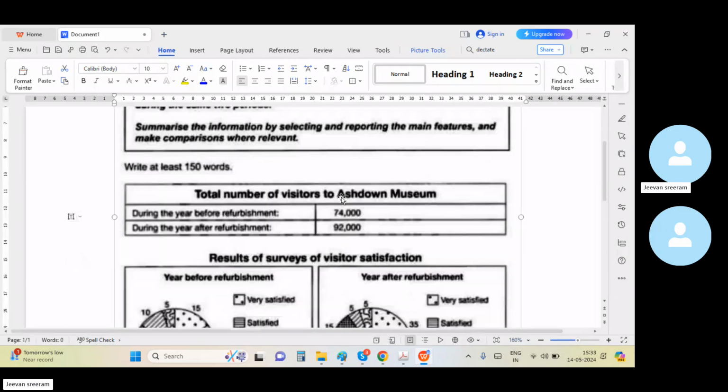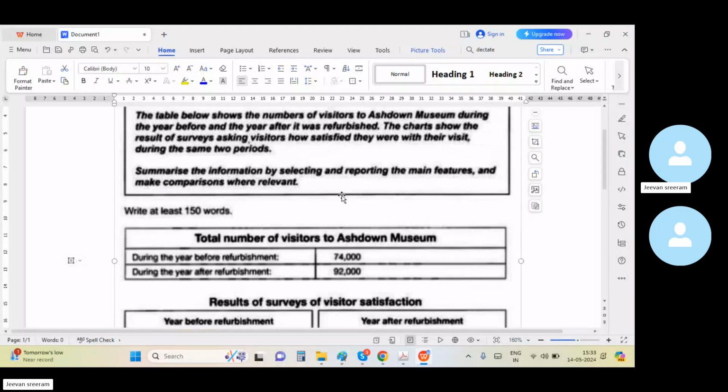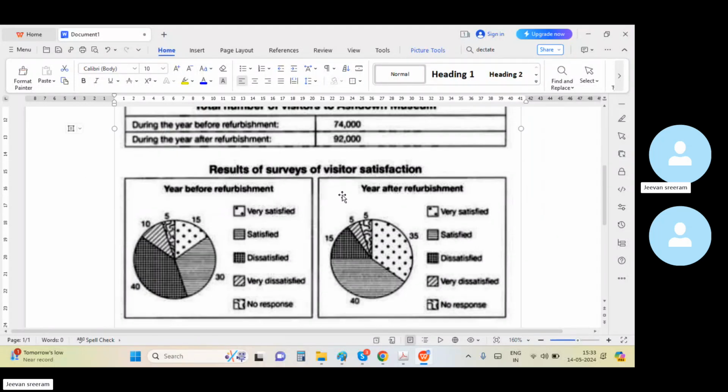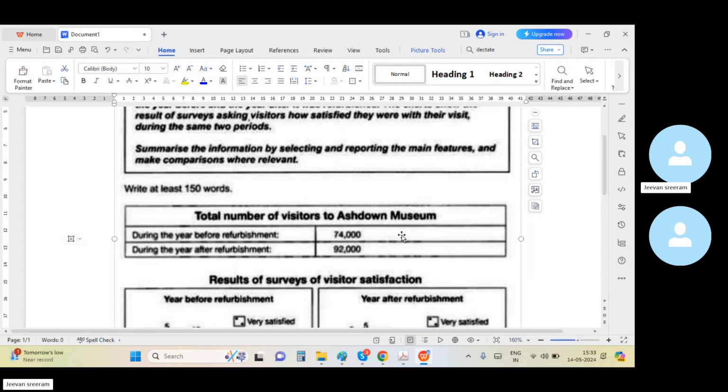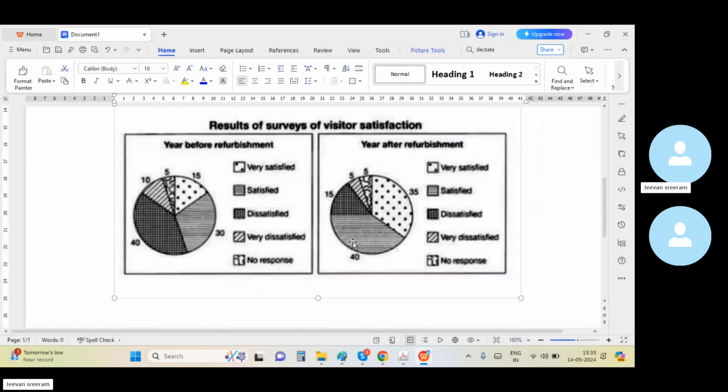We have got writing task 1, IELTS Academic. It's a mixed graph because you can see a table and also a set of pie charts, right?